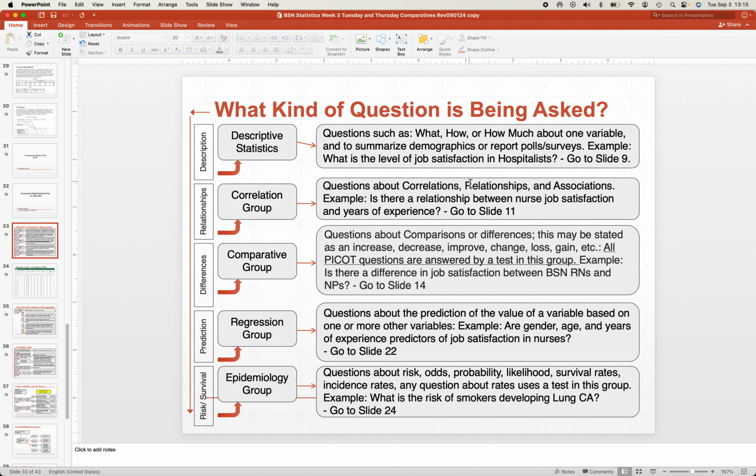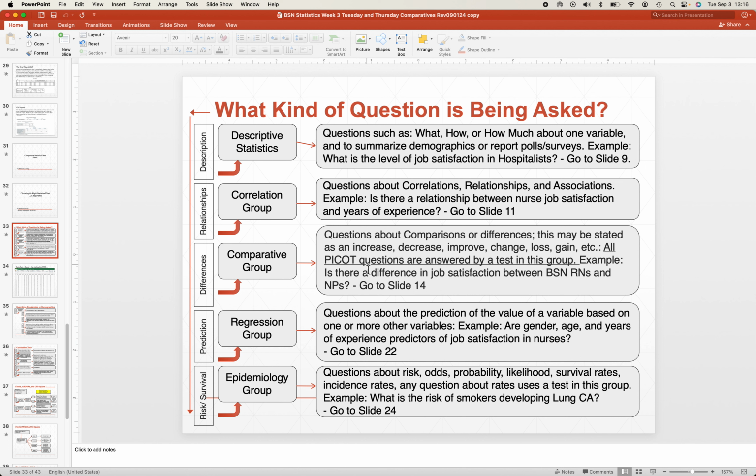If we look at the correlation group, this is questions about correlations, relationships, and associations. When I say that, I mean one of those words or some form of it has to be in the question for it to fit in this group. When I look at this question, is there a difference in job satisfaction between BSN RNs and NPs, I do not see the words, literally, relationship or related to. I don't see association or associated with, and I don't see correlation or correlated with. So that question cannot be answered with a correlation group.